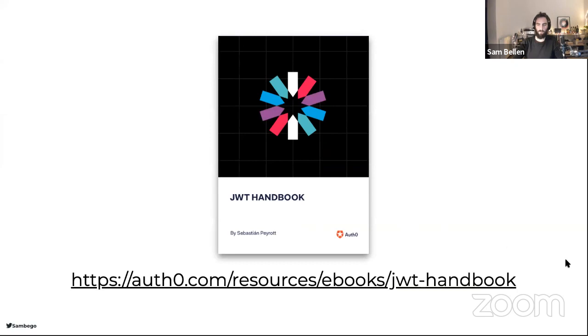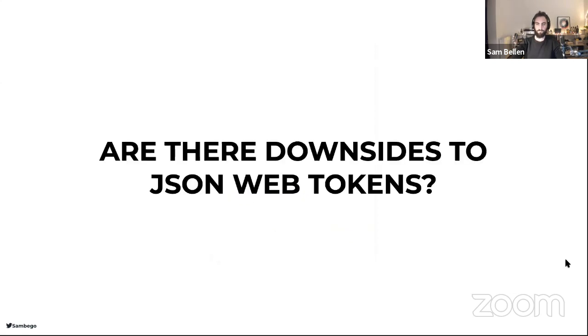There's also the JSON Web Token Handbook. It's an ebook which we wrote, and it goes very in depth into everything JSON Web Token. If you really want to know all the dirty secrets and all the dirty details, I suggest you read this. It's very interesting if you want to know it all, but this goes beyond the basic usage of JSON Web Tokens. So are there some downsides to JSON Web Tokens?